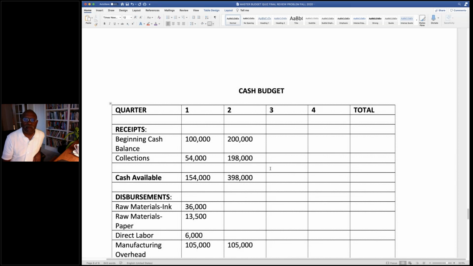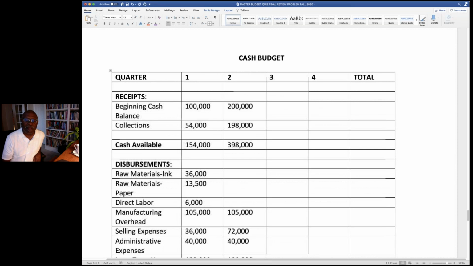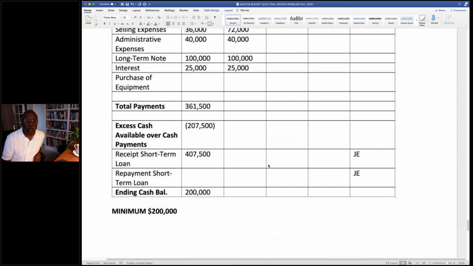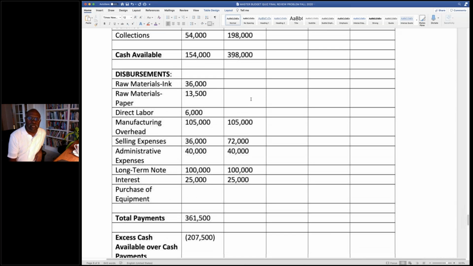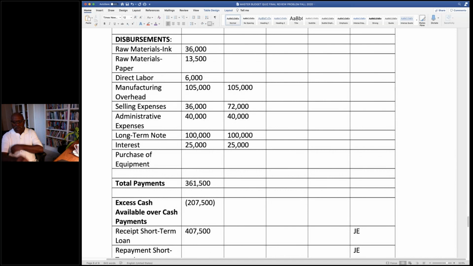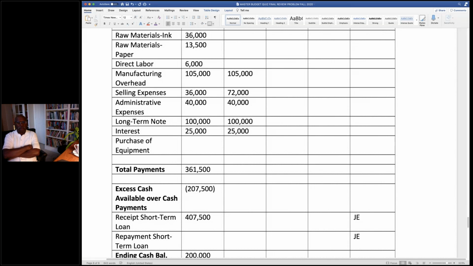Professor Boyd, can you scroll down so I can see if you put it in the short-term loan or the repayment of the short-term loan? Okay. So now to finish, you just got to put these 3 numbers in. And then we'll have our 2 quarters finished and I'll see it in the bag. Just saying.